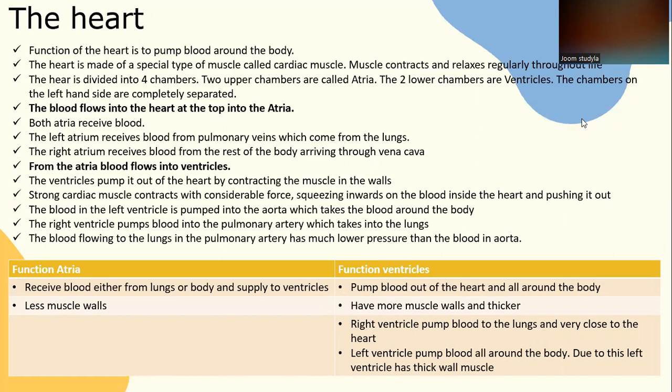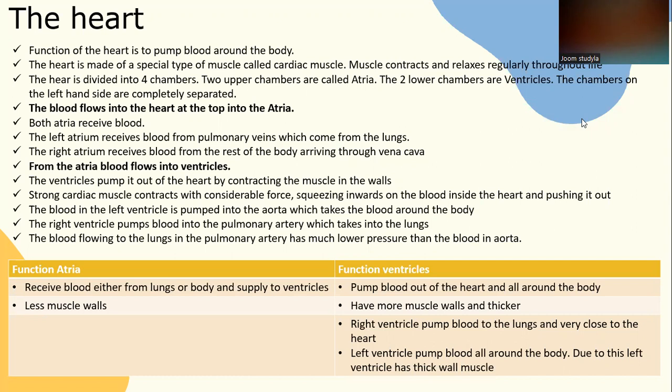So the heart is divided into 4 chambers. 2 upper chambers are called atria and 2 lower chambers are ventricles. The chambers on the left hand side are completely separated. The blood flows into the heart at the top into the atria. Both atria receive blood. The left atrium receives blood from pulmonary veins which come from the lung. And the right atrium receives blood from the rest of the body arriving through vena cava.